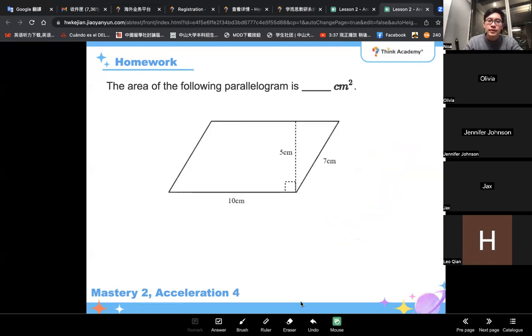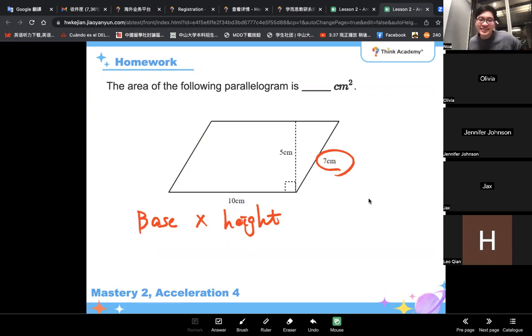Okay. Now next, the area formula of this one. The area formula of a parallelogram is base times height. Some people did it wrong in this question. Why? Because they think this is the height. Is this the height? Yes or no? In the chat box, guys.